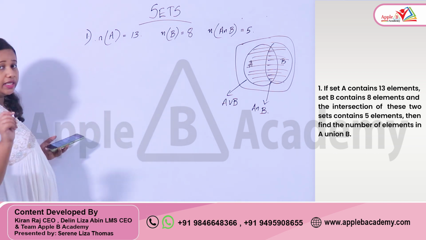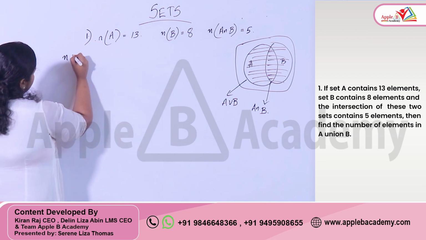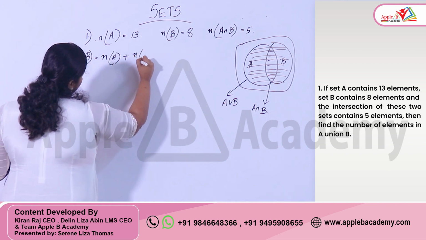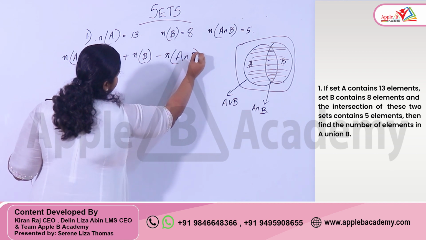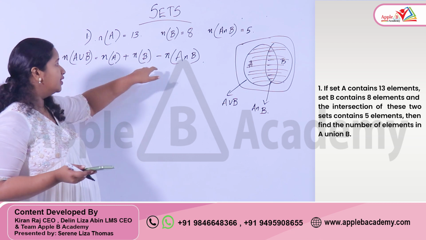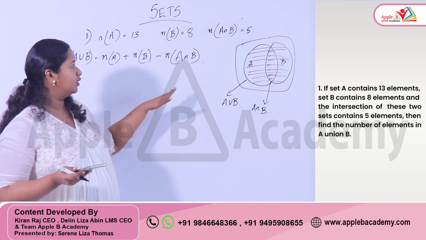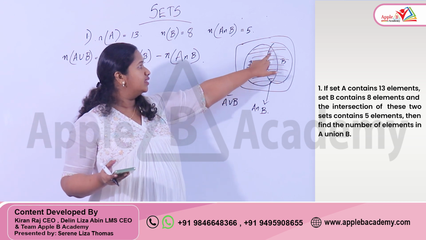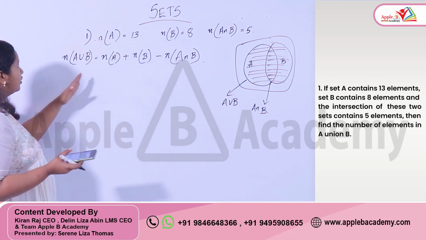There is an equation for finding the number of elements in A union B. The equation is N of A union B is equal to N of A plus N of B minus N of A intersection B. That is, the number of elements in A plus the number of elements in B minus the common elements, because when you take A union B, this middle portion is counted twice. So you need to subtract that portion once from N of A and N of B.